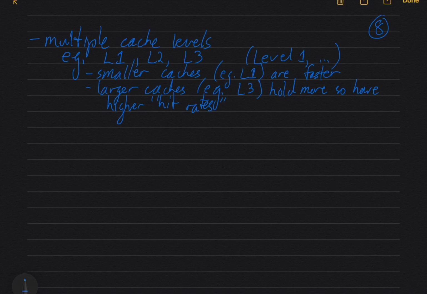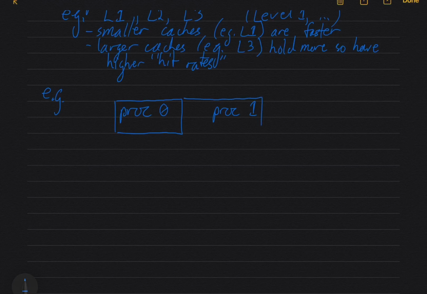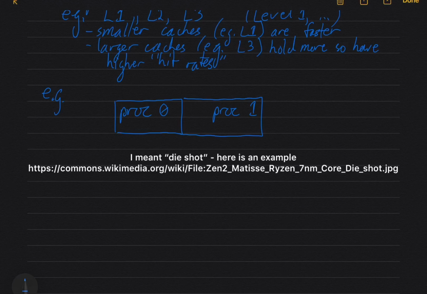So let's just look at a typical modern two-core processor. So we've got processor 0, and beside it we've got processor 1, and you can actually look at diagrams of or images of the chips, and you can actually kind of see where the different processors are laid out. So it might not be exactly like this, but it gives you the idea.